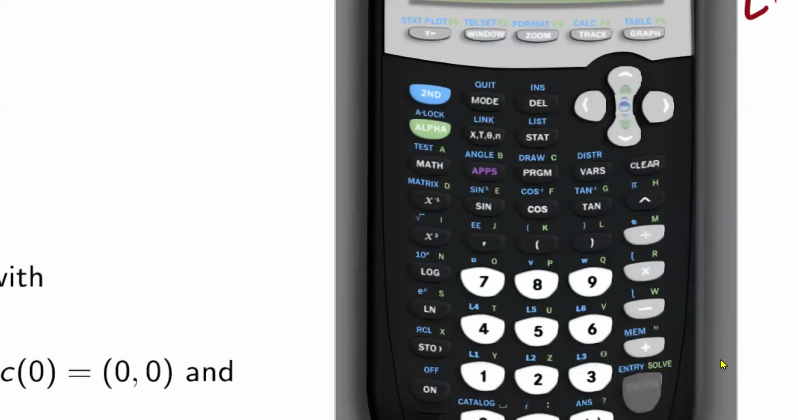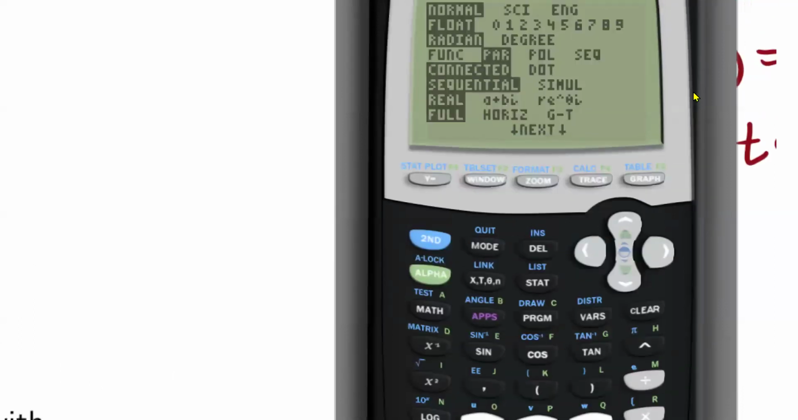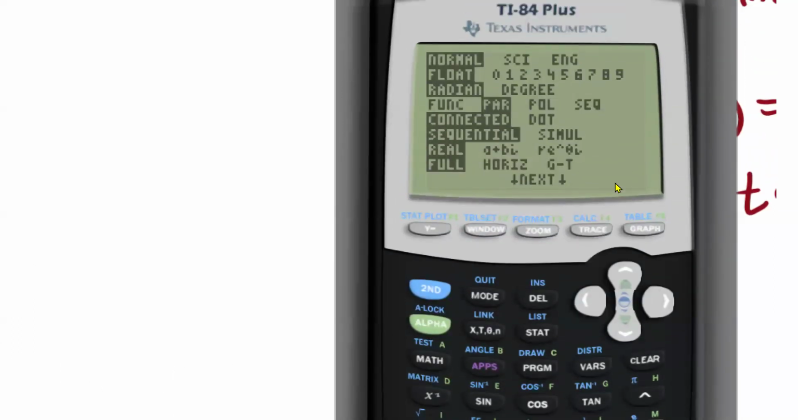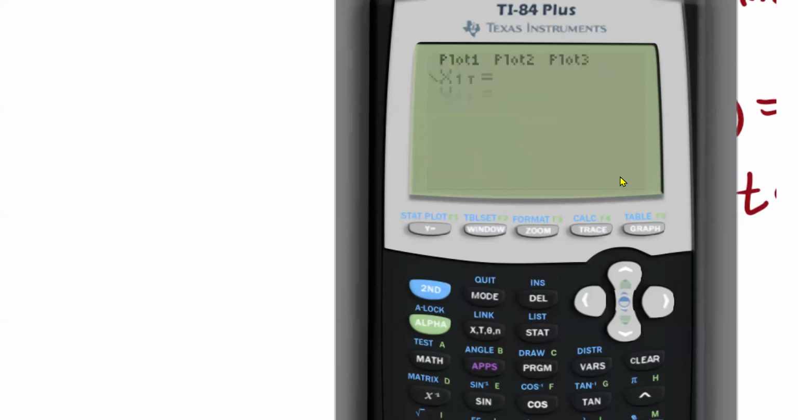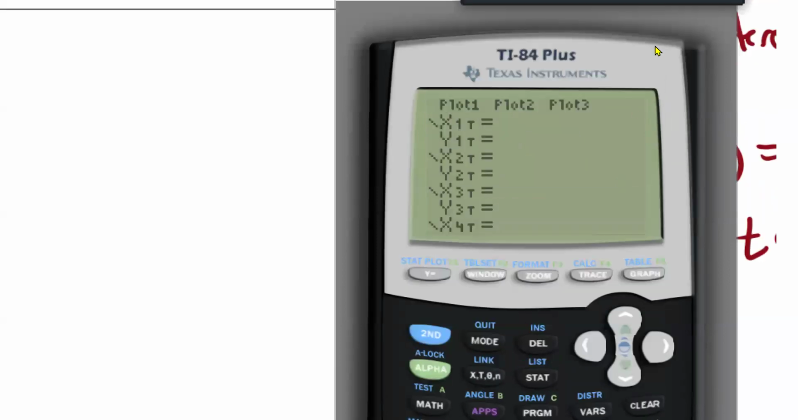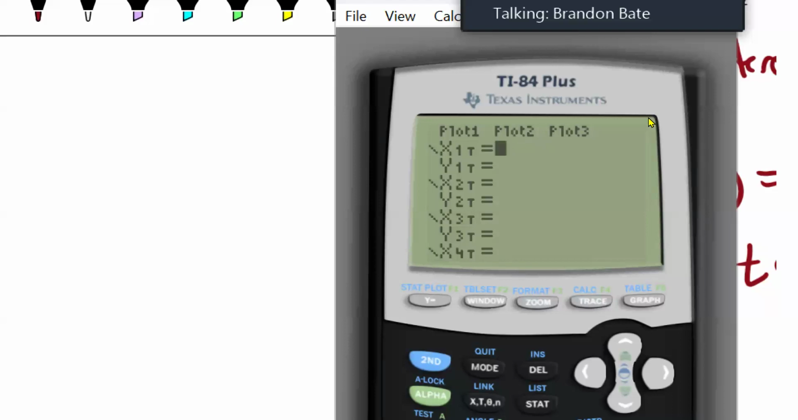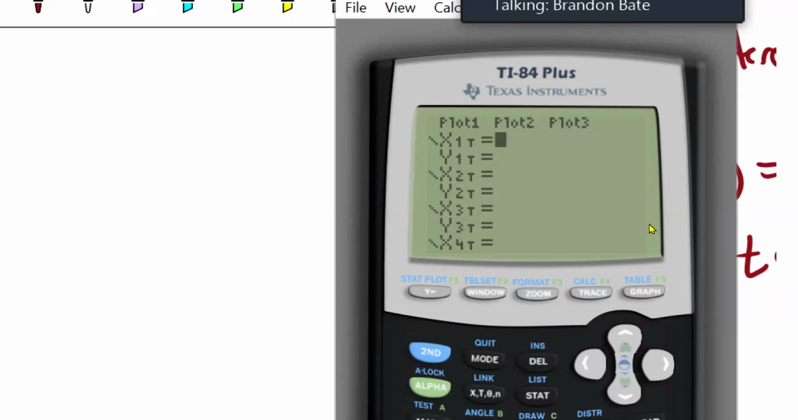Right there. Enter. I'll go back up. It's been selected. Now I press y equals. And what I have is an x and a y now. So if I wanted to plot that circle, I could do 5.